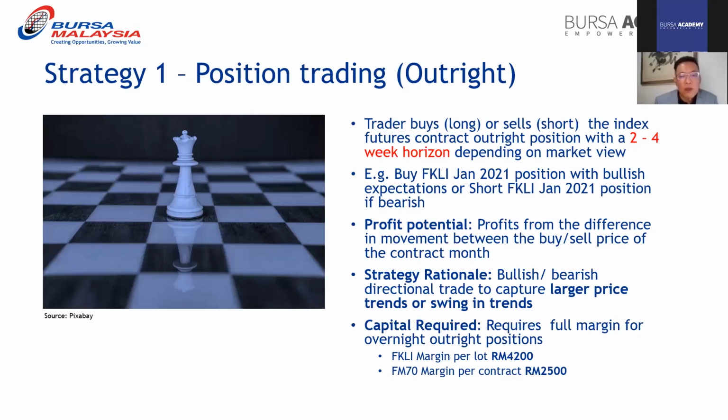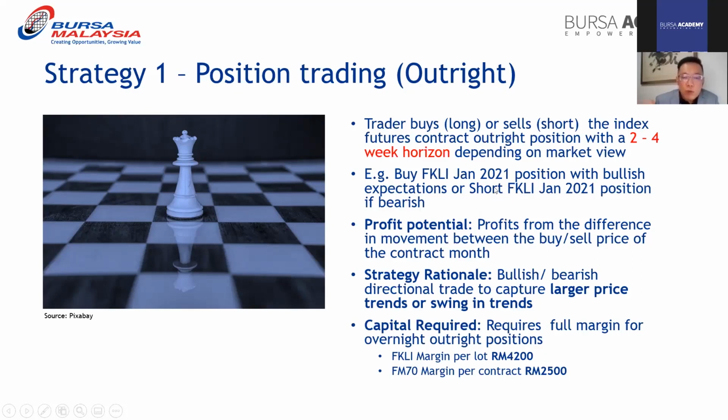with the view that the market is going to go down. So in terms of position trading, what the trader wants to see is a time frame of 2 to 4 week horizon, depending on your market view, whether you're bullish or bearish. So you could go in and buy, say, one contract of FKLI January 2021 if you are bullish, or you go and short a FKLI January 2021 position if you are bearish.